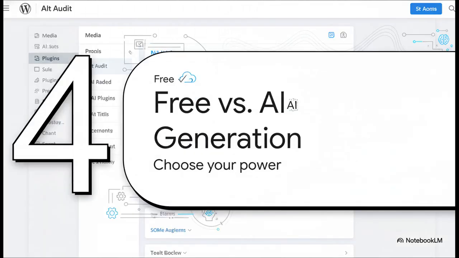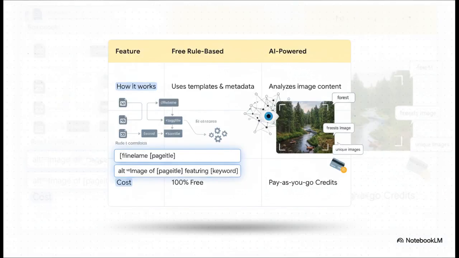All right, let's dive a little deeper into that big choice from step 2. You've got to decide between the free rule-based method and the AI-powered one. They're both powerful, but for different reasons. Let's compare them.